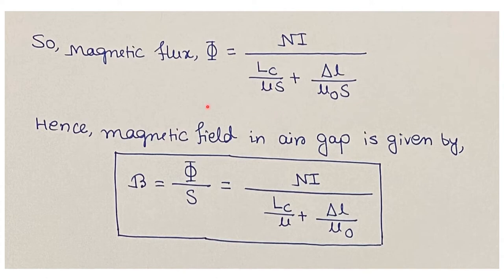From here, we can get the magnetic field in the air gap, that is B equals phi divided by the cross section S, equals N I divided by (Lc by mu plus del L by mu naught). So, this is our formula for the magnetic field in that air gap.